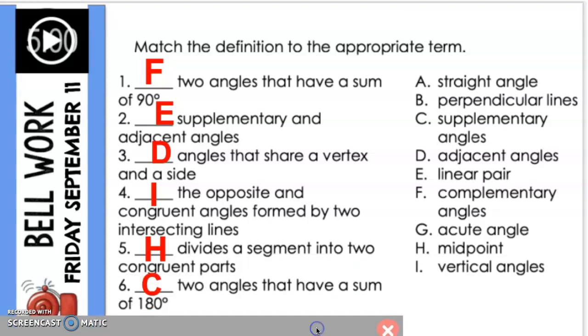And number 6, two angles that have a sum of 180 degrees. The correct answer there is C, supplementary angles.